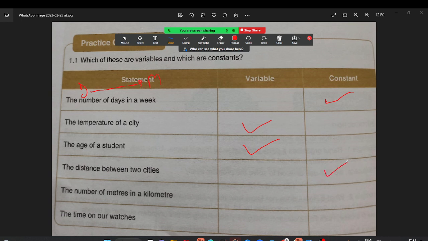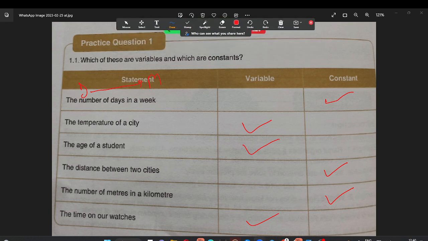The number of meters in a kilometer, students, you must be knowing that 1 kilometer is equal to 1,000 meters. In that scenario, it is a constant quantity again. The time on our watches, so time always changes, right? It never remains the same, so in that scenario it is going to be a variable. So these are the answers for your practice question 1, 1.1.